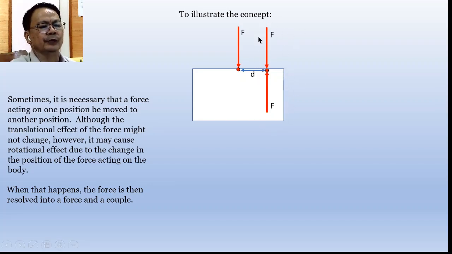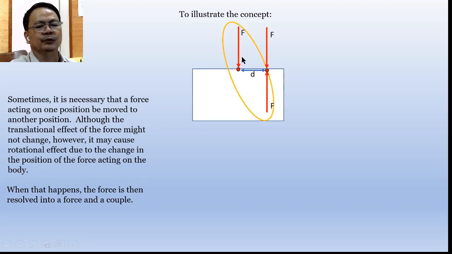The resultant of these two forces is just equal to 0. So when I add 0 to the system, nothing will change in the original system. However, if I add this pair of forces, you will notice that these two forces now constitute a couple.